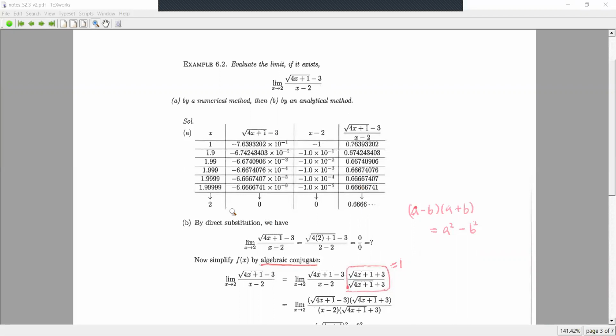Now, from this table, we can see that as x is getting closer and closer to the number 2, the numerator is closer and closer to the number 0. The denominator is approaching 0. But the function, numerator over denominator, is approaching some number. I guess this number is 2/3, but just a guess.